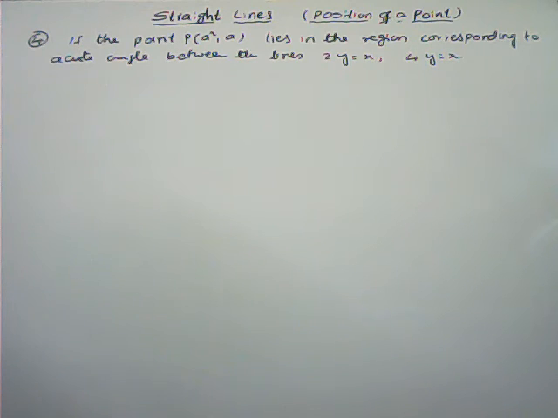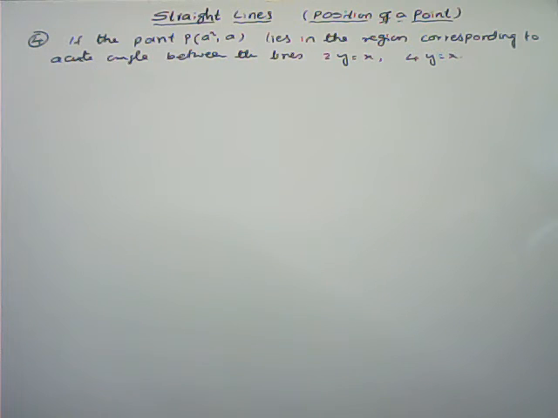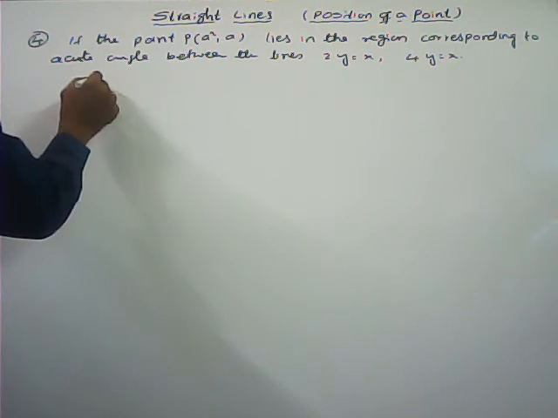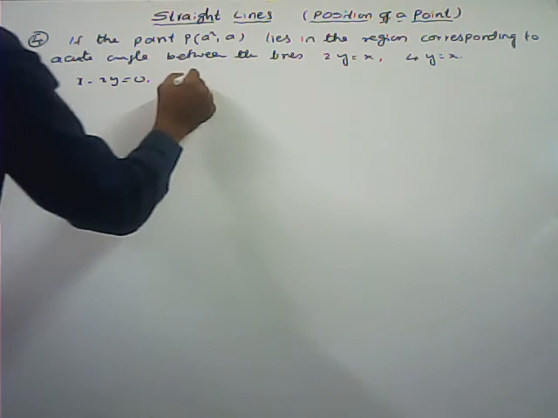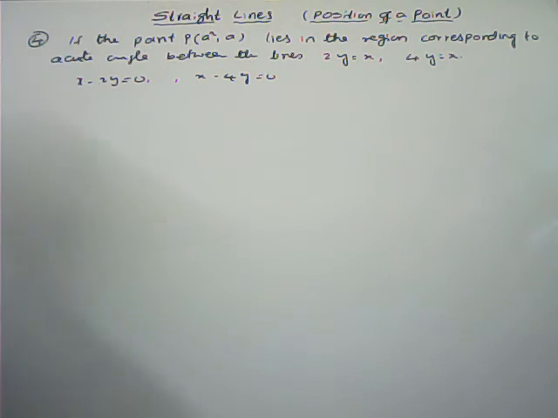Next one more. If the point (a square, a) lies in the region corresponding to the acute angle between the lines. Here 2 lines are given: x minus 2y equals 0 and another line x minus 4y equals 0. First we can see the nature of the lines, how they are.